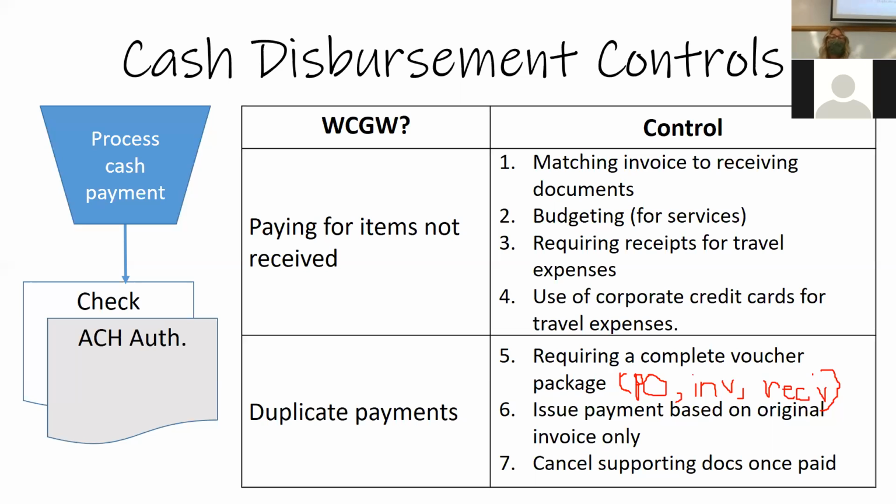So yeah, the complete voucher package, that's the purchasing order, the invoice, and the receiving report. Those are what's called a 3-way match. When you see that you've got the same numbers, so the same items purchased, the same items received, the same items billed, that's a good control. And it works well in conjunction with item number 7, which is cancel the supporting documents once paid.